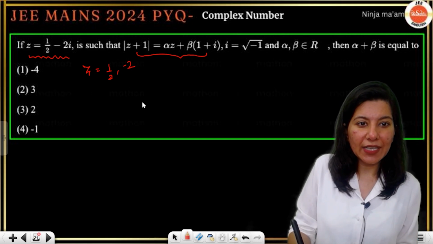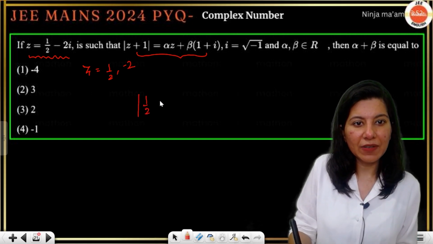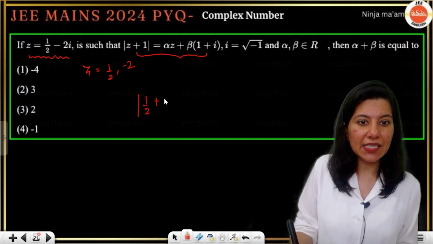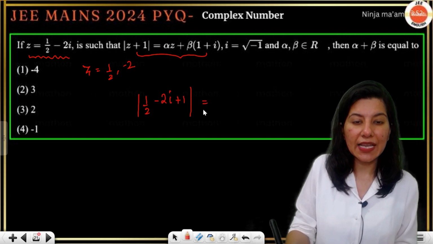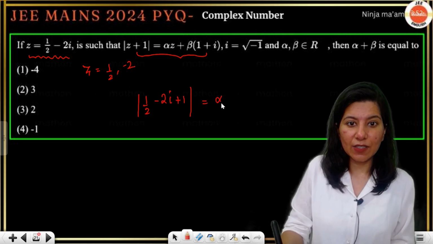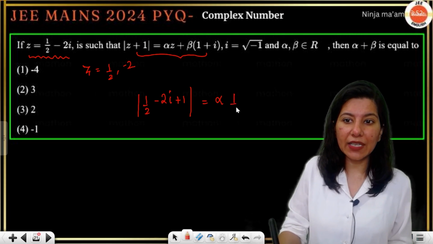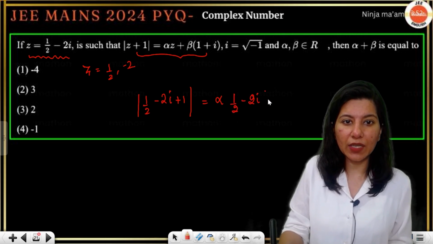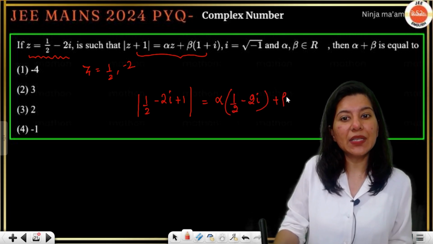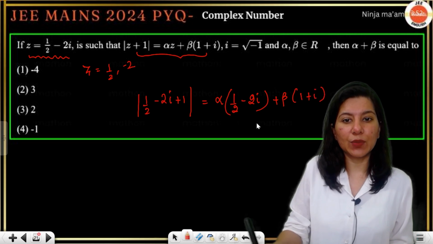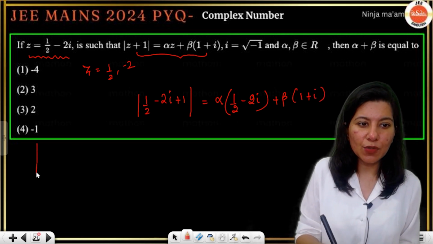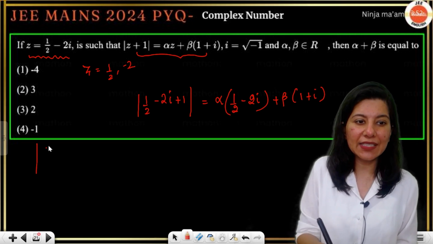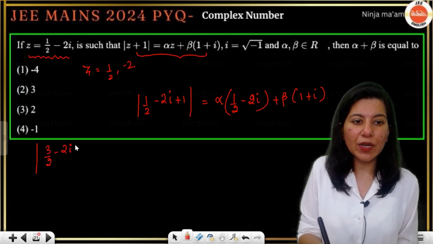So over here on the right hand side, modulus of half plus, sorry, minus 2 iota plus 1, modulus alpha z, plus beta. What is z? Again, half minus 2 iota, bracket close, plus beta 1 plus iota. Okay. So on the left hand side, we are looking for modulus. So modulus of half plus 1 is 3 by 2 minus 2 iota is your left hand side.